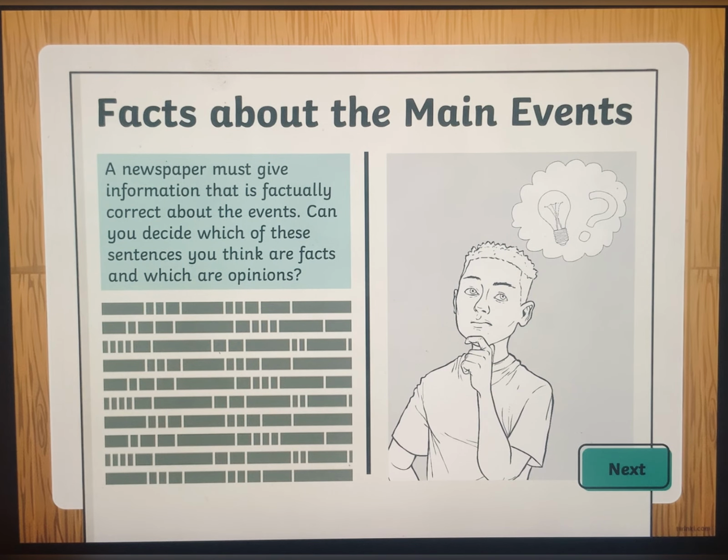Facts about the main events. A newspaper must give information that is factually correct about the events. You just cannot say anything that comes to your mind or what you thought or your assumption. Can you decide which of these sentences you think are facts and which are opinions? Are you ready for them to be placed?